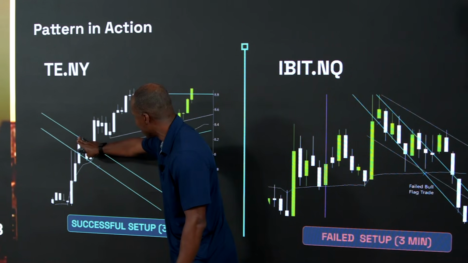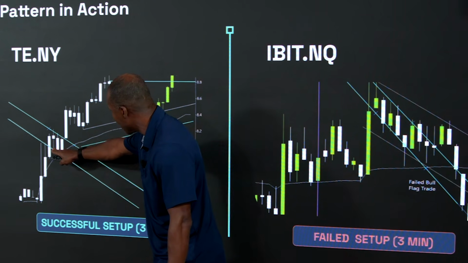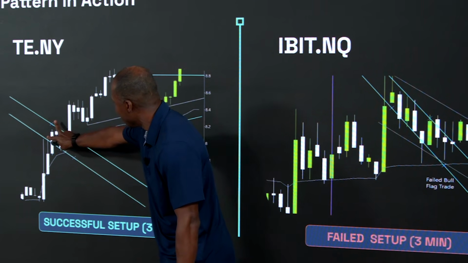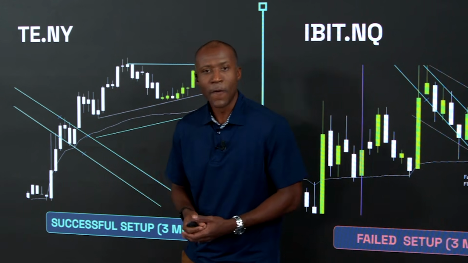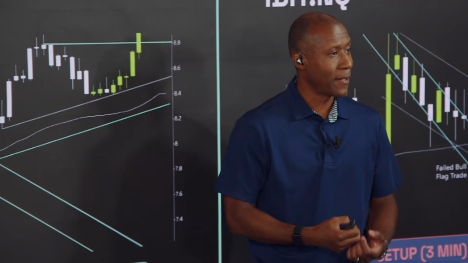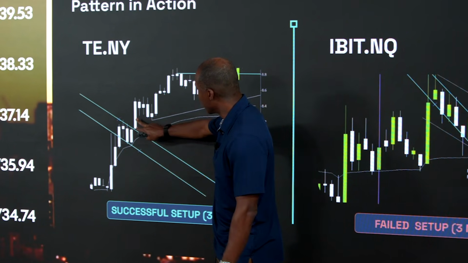You're gonna see a slight high made, lower high, lower high, lower high. Then we start to make a couple of lower lows. This gives you the clear flag pattern. What you're looking for after that is pretty simple. It's the breakout. There's your clean breakout.